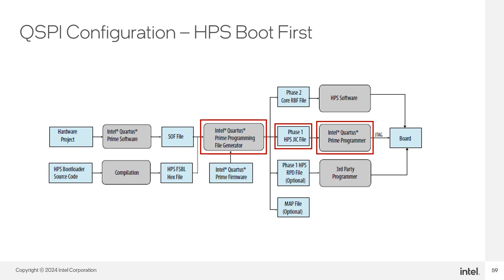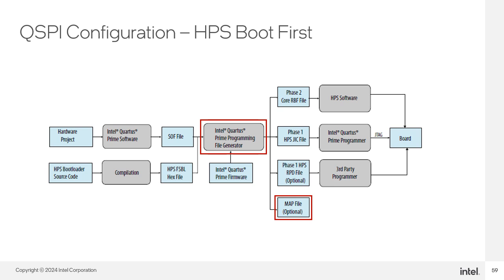Optional, HPS raw programming data file contains the small phase 1 configuration bit stream in simple binary format. Can be written to flash with a third-party programmer, such as U-Boot. Core RBF file contains the phase 2 configuration bit string to be used by HPS software to configure the FPGA fabric. Optional, map file describes the flash placement and usage in human-readable text format.